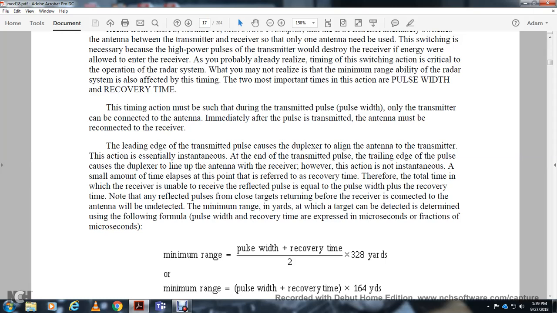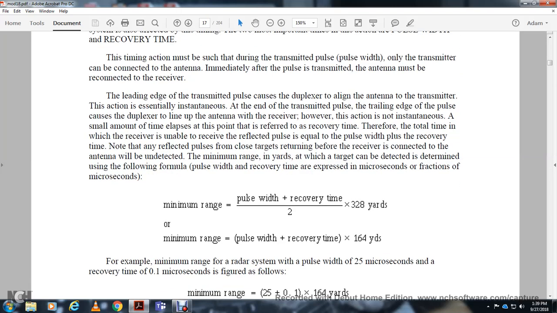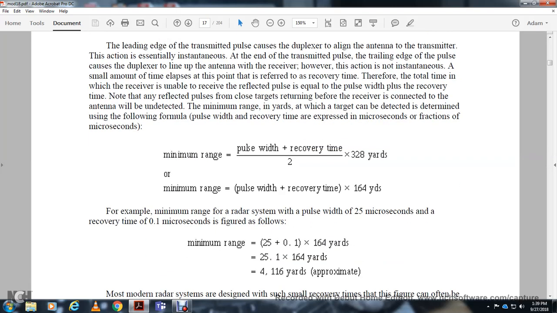The minimum range in yards at which the target can be detected is determined using the following formula, with pulse width and recovery time expressed in microseconds or fractions of a microsecond. Minimum range equals pulse width plus recovery time, divided by 2, times 328 yards. That is, minimum range equals pulse width plus recovery time times 164 yards.